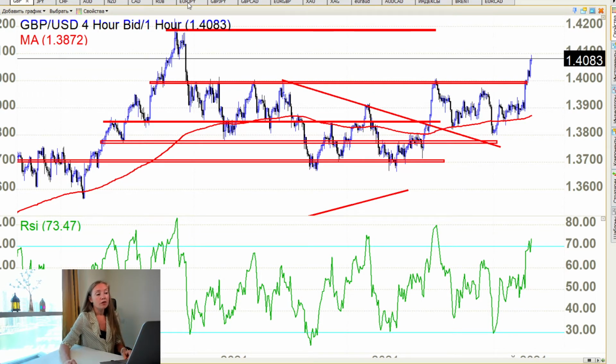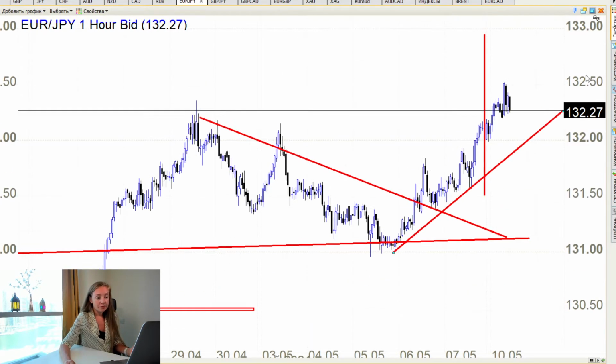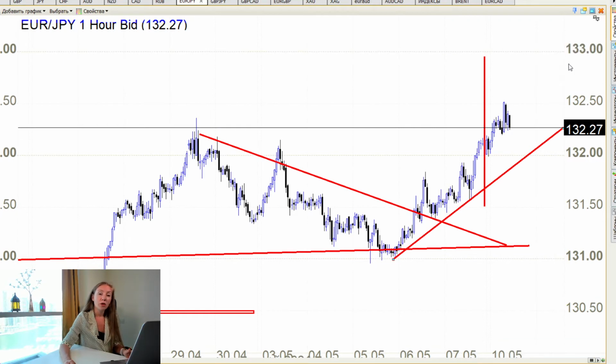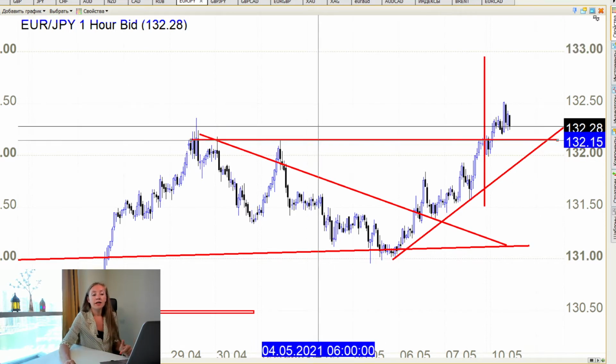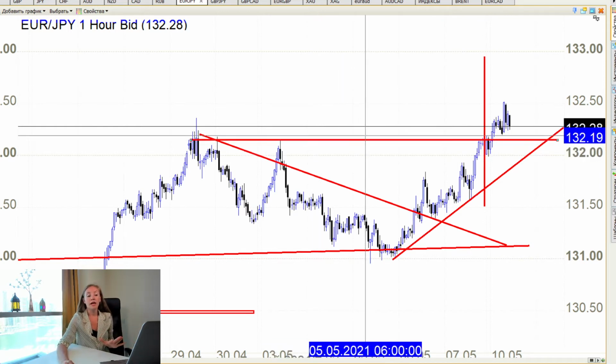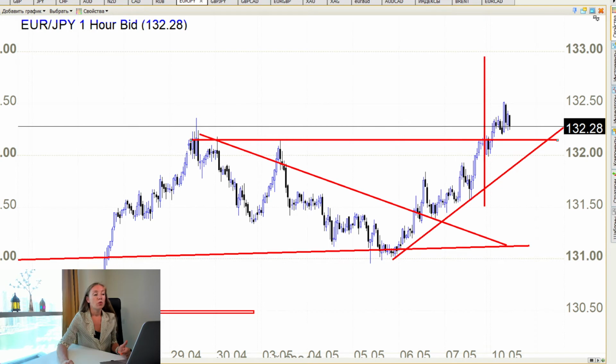For Euro Japanese yen, it's still good to go up to the 133 area, and you can enter the market while they're staying above this horizontal line. While they are above 132.10, you're welcome to enter the market with long positions up to 133. This is still good.